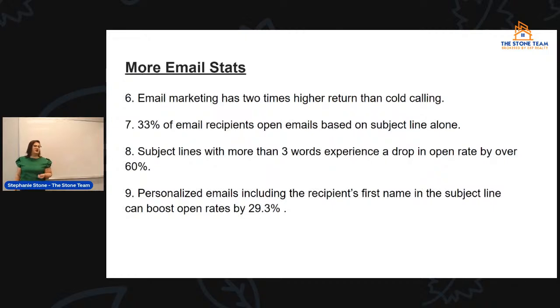Personalized emails, including the recipient's first name in the subject line, can boost open rate by almost 30%. There are plenty of tools that can do this. I do an email newsletter once a week through a service called MailChimp. It's free for your first 500 subscribers or your first 2,500 emails each month. And you can put in these merge tags where it'll put in the subject line, hey, first name. And in the email, hi, first name.